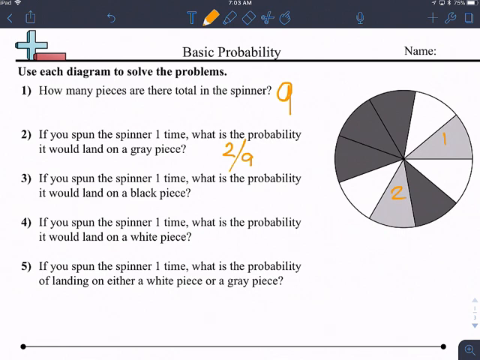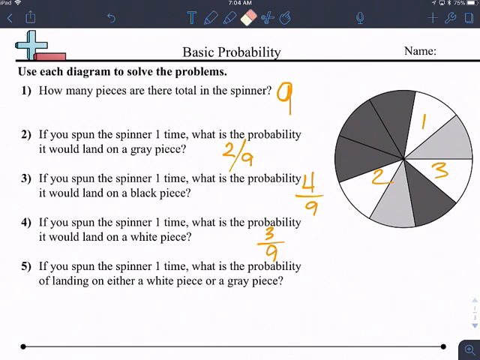If you spun the spinner one time, what is the probability that it would land on a black piece? Well, we have 1, 2, 3, 4 pieces that are black on the spinner, so that would be 4 and again out of 9. If you spun the spinner one time, what's the probability it would land on white? 1, 2, 3 white pieces out of 9 total.